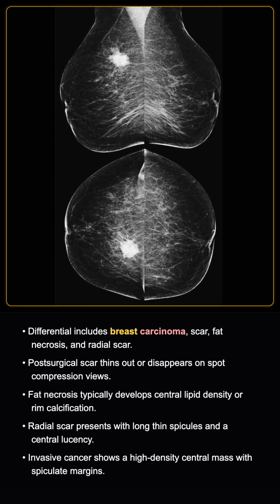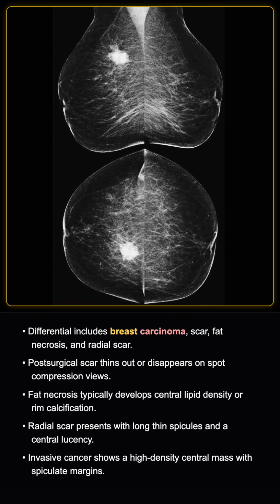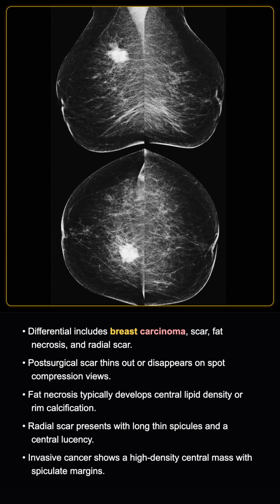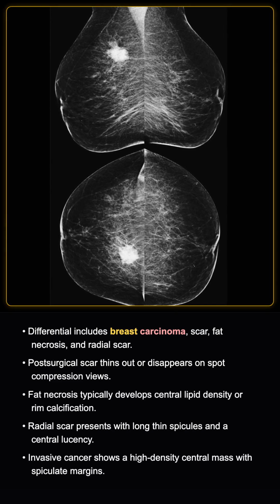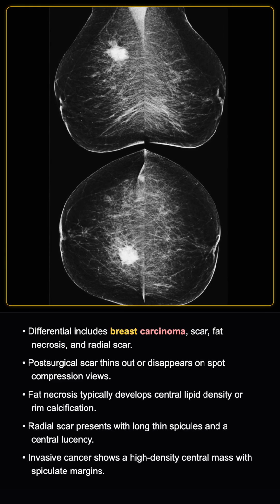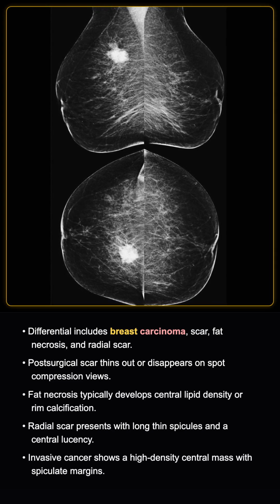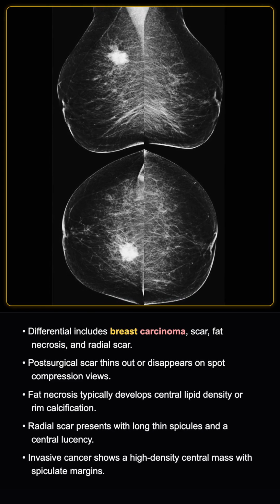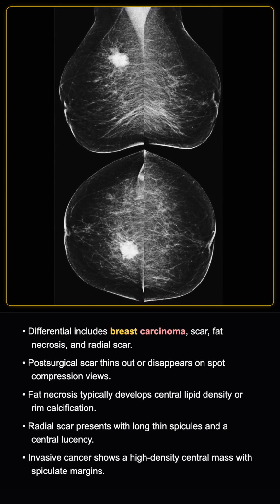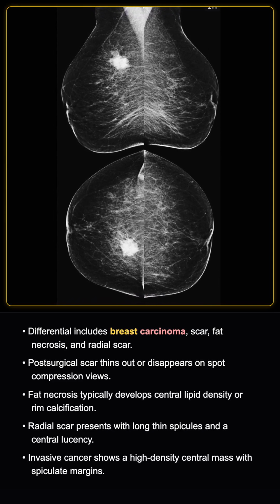A radial scar is a benign fibroelastotic lesion that presents with long, thin spicules and a central lucency, lacking a distinct dense central mass. In contrast, the most common mammographic sign of invasive breast cancer is a high-density central mass with ill-defined spiculate margins, representing tumor infiltration into the surrounding Cooper's ligaments.